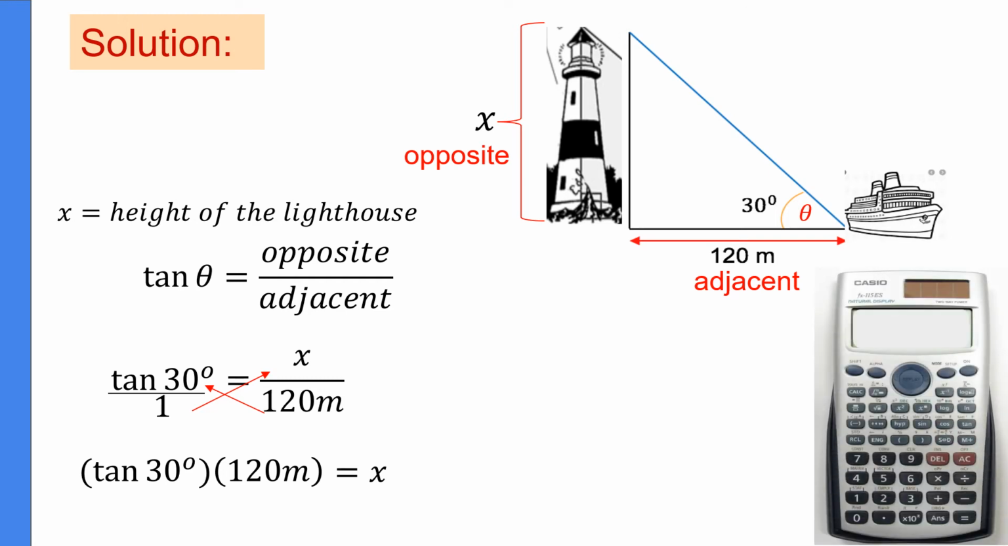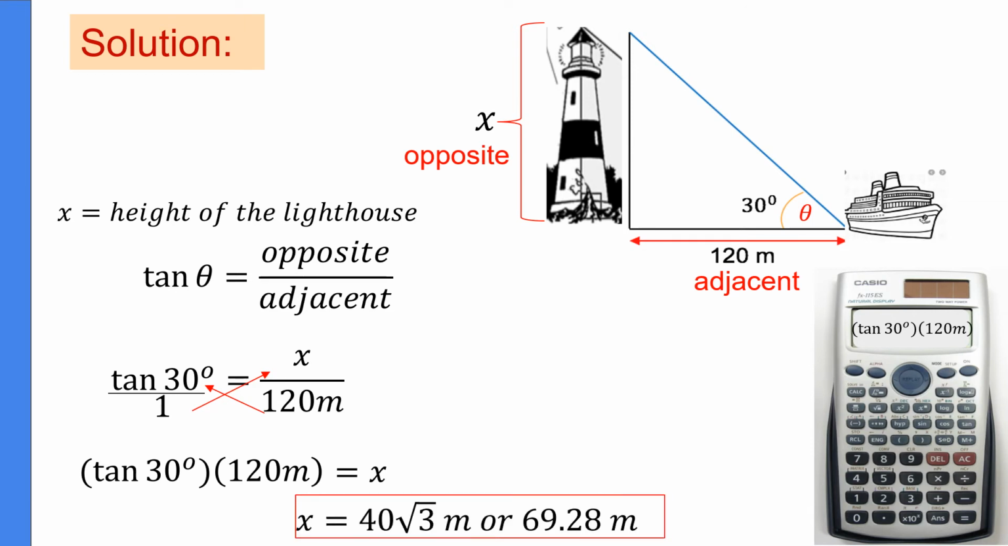Then using your calculator, you just need to encode it or type it in your calculator. So it will become x is equal to 40 times square root of 3 meters, or simply pressing your SD, it will become 69.28 meters. So the height of the lighthouse is equal to 69.28 meters.